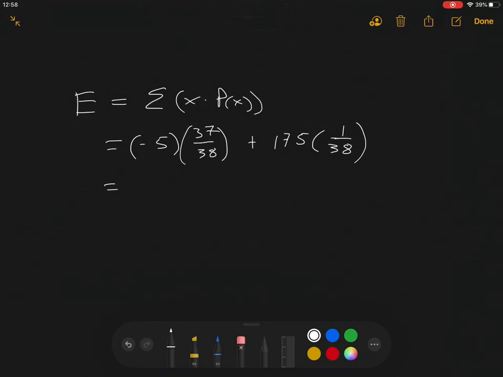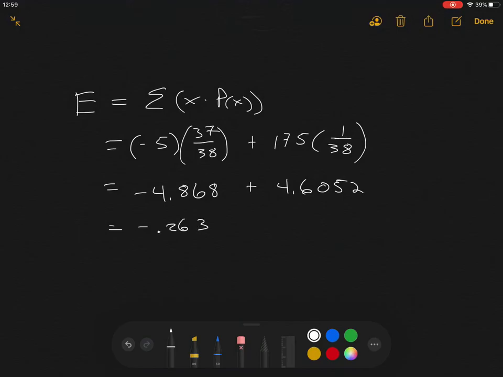negative 5 times 37, and then divide by 38. You get negative 4.86, I'll round to several decimal places, 4.868, plus 175 multiplied by 1 divided by 38, which would be 4.6052. And if you add those two up, you get negative 0.263 to 3 decimal places.